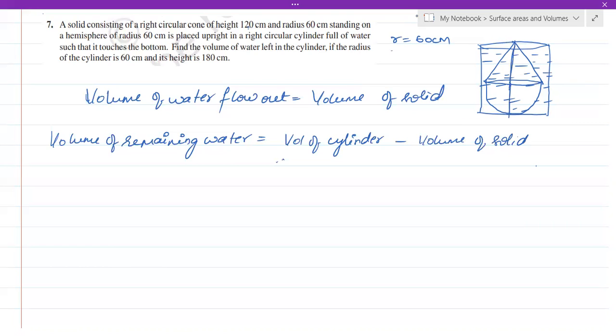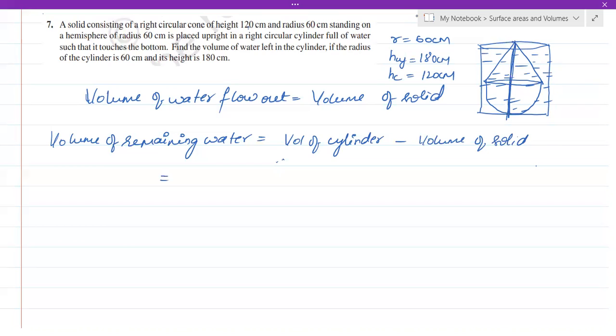So the total height is 180, isn't it? The height of the cone is 120, but the total height of the solid is 180. That is actually equal to the height of the cylinder. So let me take HCy, the height of the cylinder, which is 180 centimeter, and HC, the height of the cone, which is 120 centimeters. I hope this is clear. So let's get into the question.